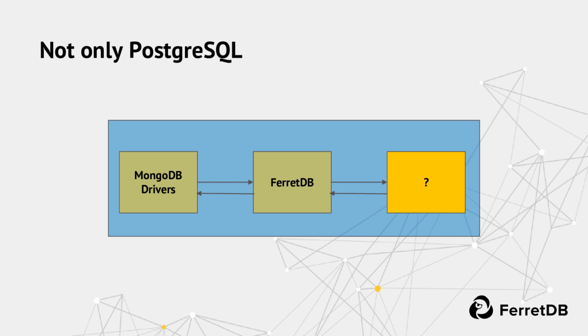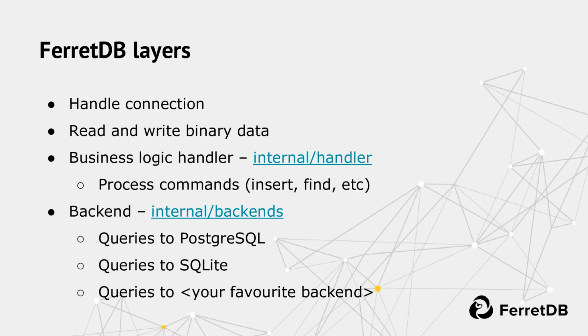How is it possible? Let's talk a little bit about the layers that we have in FerretDB. First of all, obviously, we have a layer that handles connections. When you receive a request, the driver first needs to connect to you as a service, so we have a special layer that handles connections. Then we have a layer that reads and writes binary data. That's the place where we work with BSON. Then we have what we call the business logic handler, in the internal handler package. The handler processes commands like insert, find, aggregate, your favorite command in MongoDB.